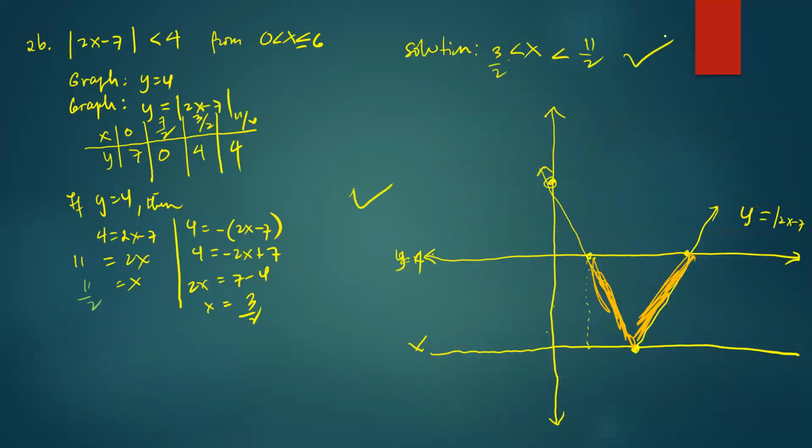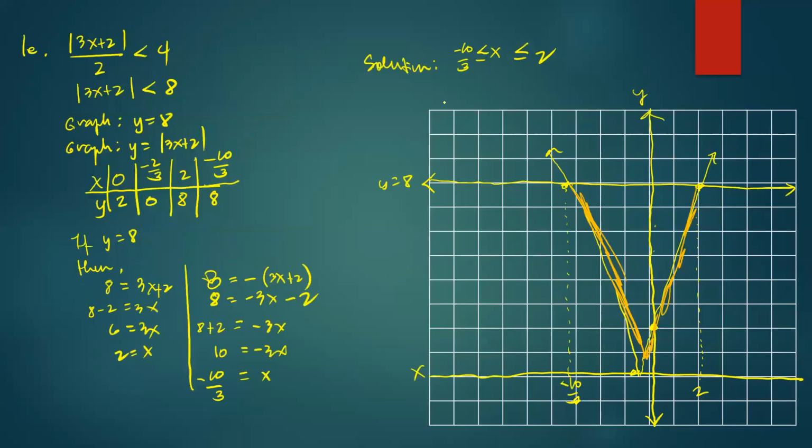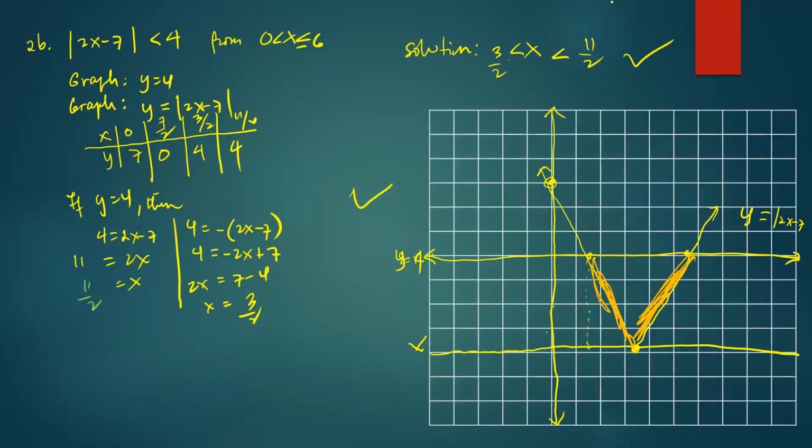Okay. For 1E, the same thing, one check for the graph and one check for the solution. Okay. Then we have 2C.